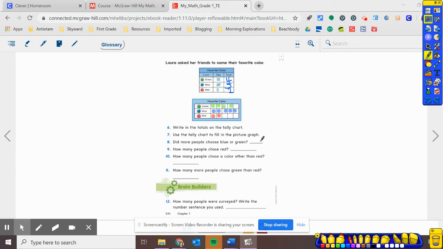Now we are going to answer some questions. Number 8 says, did more people choose blue or green? So let's look up here at our chart. Who chose more, blue or green? I definitely see more blue, so I'm going to write that on my line. The next one says, how many people chose red? So let's look back at our totals chart. How many people chose red? 2. So write a number 2 on your line.